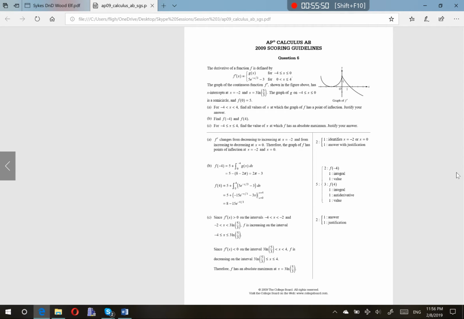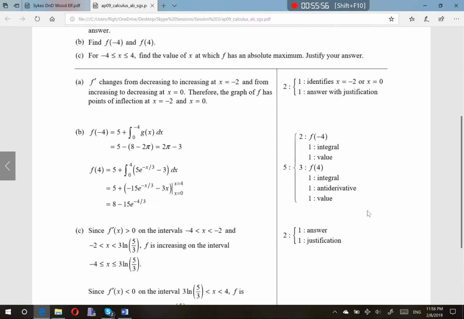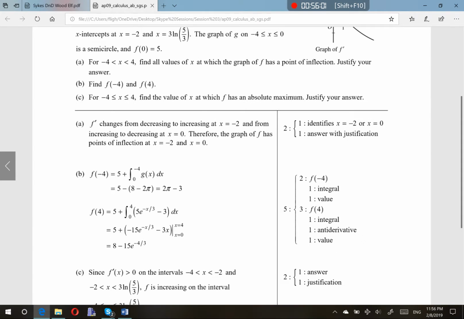Let's see, I think I'll start with the last one. Okay. So we got, for part A, 1 point for identifying x equals -2 or x equals 0 as the point of inflection, and then 1 point for having our answer with justification. We changed from increasing to decreasing at that point. So we were good for both of those points.